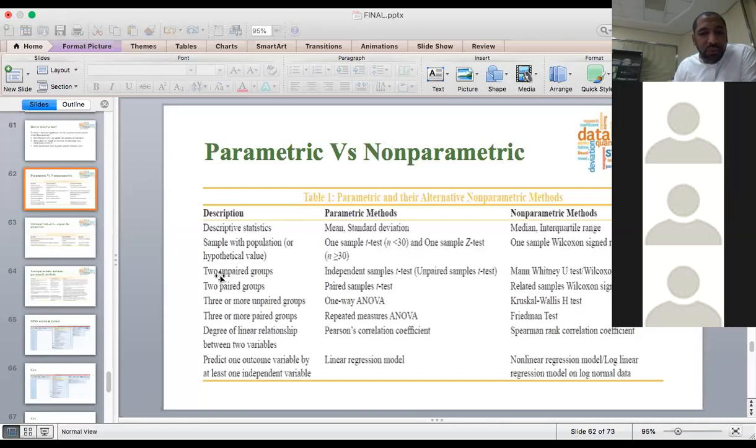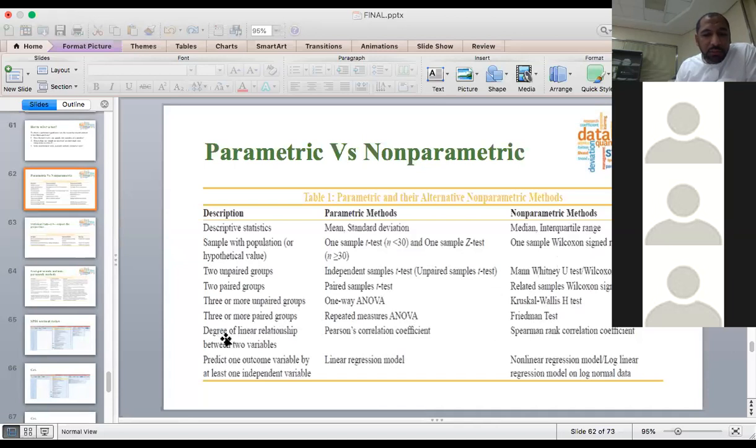Now, if it is two unpaired groups, independent t-test. If it is non-normally distributed data, we go to a Mann-Whitney test. Now, if it is more than two groups, ANOVA for parametric and Kruskal-Wallis for non-parametric. If it is three or more paired groups, repeated measures ANOVA or a Friedman for non-parametric methods.